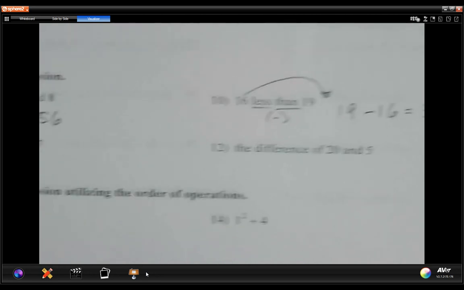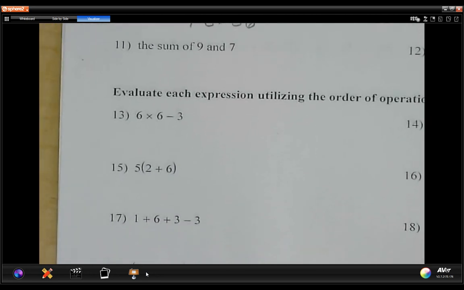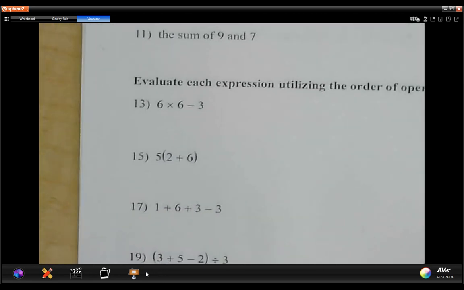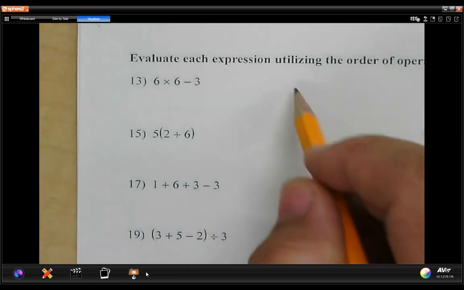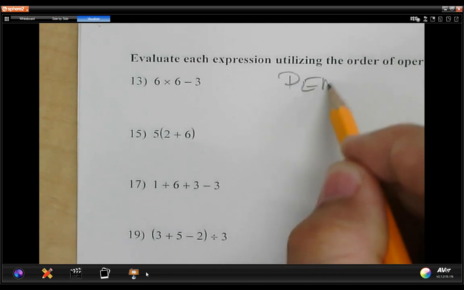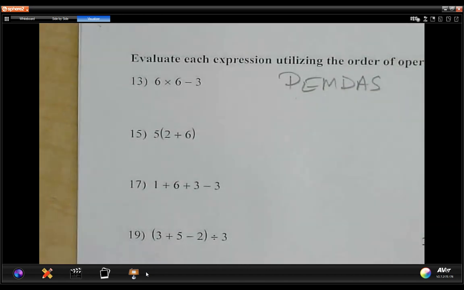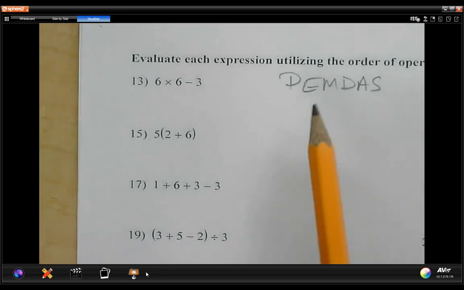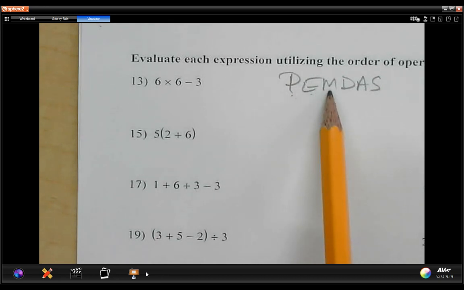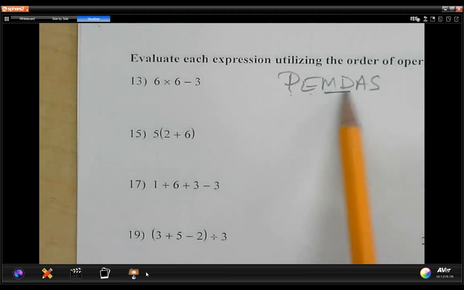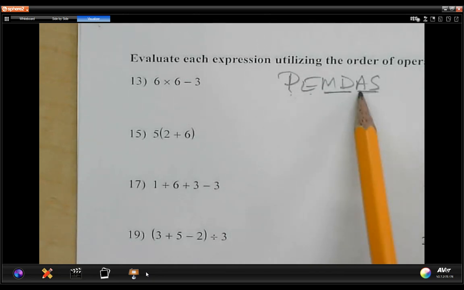All right, let's move down to the next section. Evaluate each expression utilizing the order of operations. Just so you remember, the order of operations is please excuse my dear Aunt Sally. Probably seen that since, I don't know, second or third grade. But make sure you understand what that actually means. That means we would start with parentheses, we would move to exponents, then multiplication or division. These are on the same level, and either addition or subtraction. And you always move from left to right, okay?